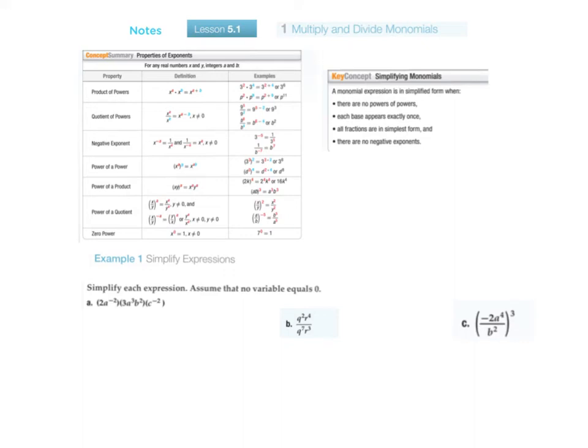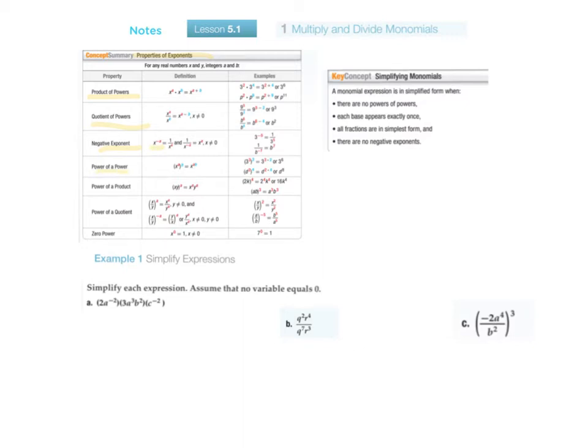So let's first talk about some of the rules of exponents before we begin multiplying and dividing monomials. So, properties of exponents: the rule when you're multiplying them is that you add the exponents. When you're dividing exponents, you would subtract them. When you have a negative exponent, it means to flip it to the numerator or the denominator, depending on where the negative is. So if you look at this, it's a negative, so it would be flipped to the denominator.